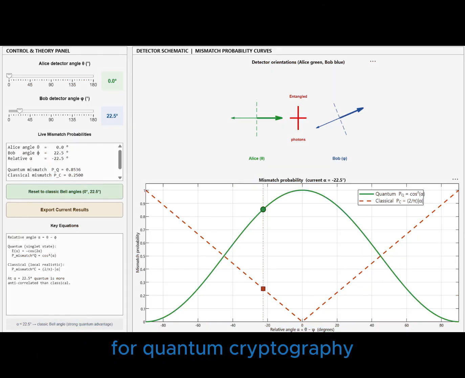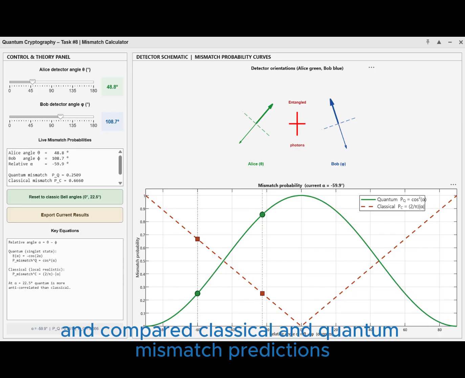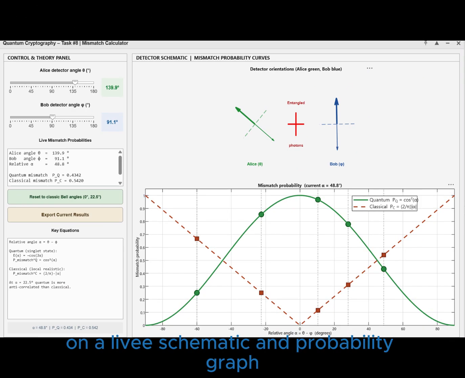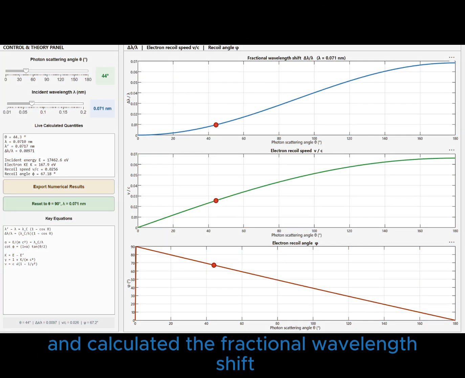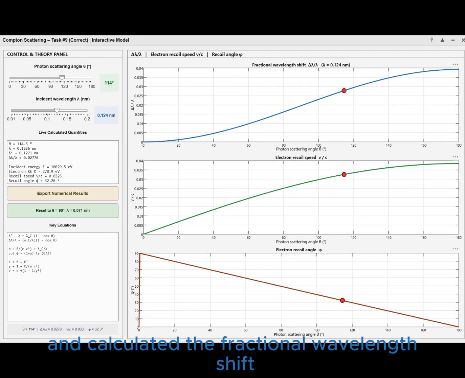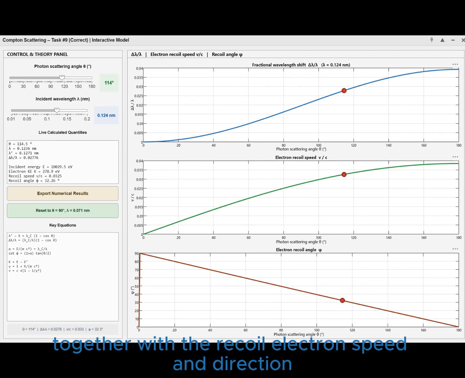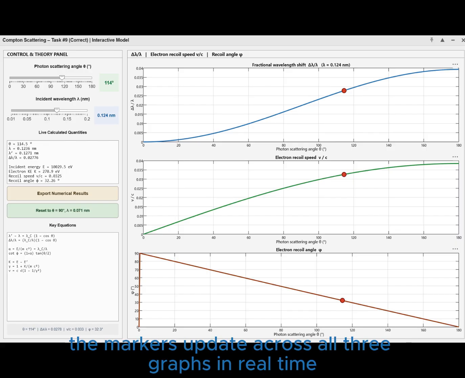For quantum cryptography, I varied Alice and Bob's detector angles and compared classical and quantum mismatch predictions on a live schematic and probability graph. For Compton scattering, I varied the photon scattering angle and calculated the fractional wavelength shift together with the recoil electron speed and direction. The markers update across all 3 graphs in real time.